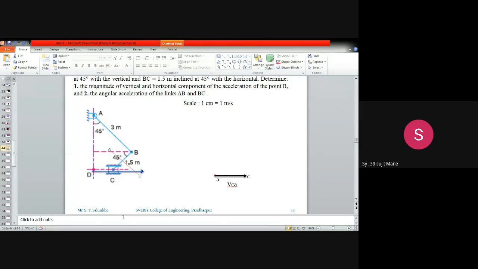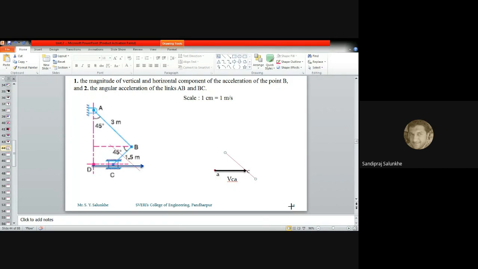Velocity of BC with respect to C, and how can we draw it? Perpendicular to BC, right? Do we know its magnitude? No. That's why we can draw a line perpendicular to BC in the downward as well as the upward direction. Okay, this is a construction line.